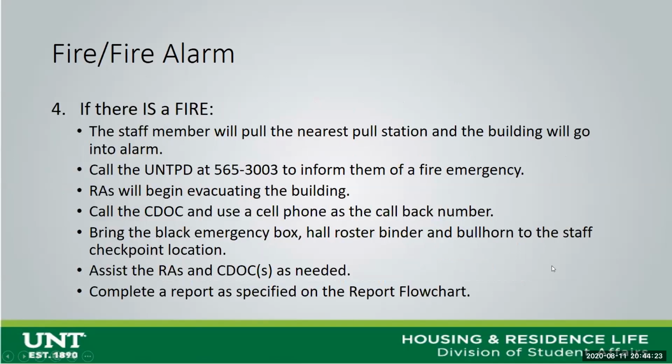If there is a fire, so it goes off but we're not in full alarm yet, the staff member will pull the nearest pull station and the building will go into full alarm. You'll call UNTPD to inform them of a fire emergency. RAs will begin evacuating the building. The CDOC will use a cell phone, so you'll call the CDOC and use a cell phone as the callback number. And then again, we're going to that staff checkpoint location with the emergency box, binder, and bullhorn, and you'll just assist staff as needed and complete a report.